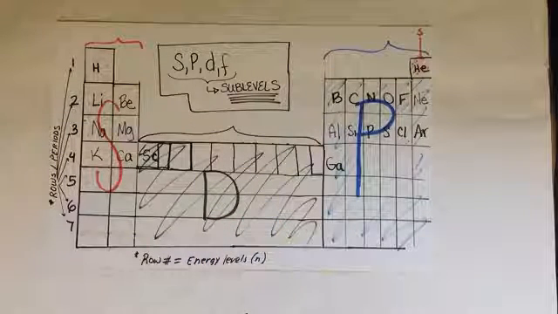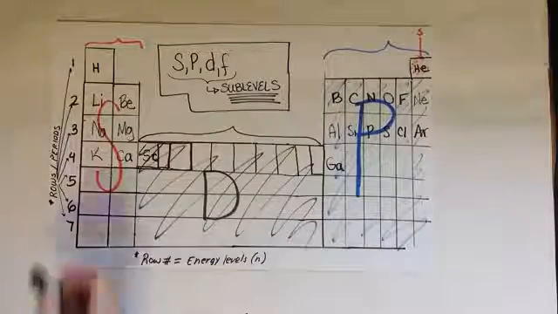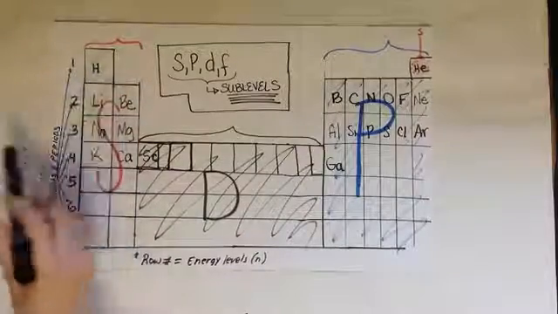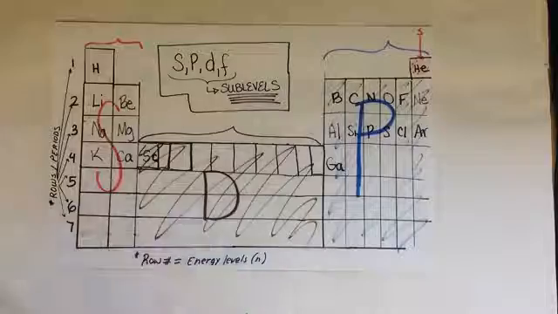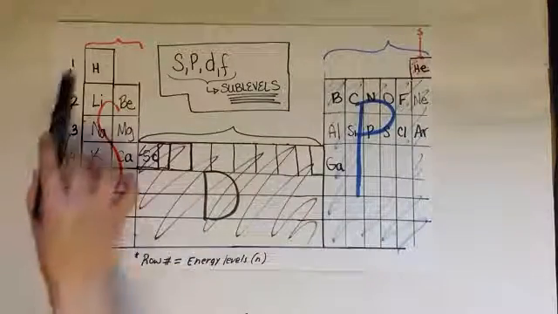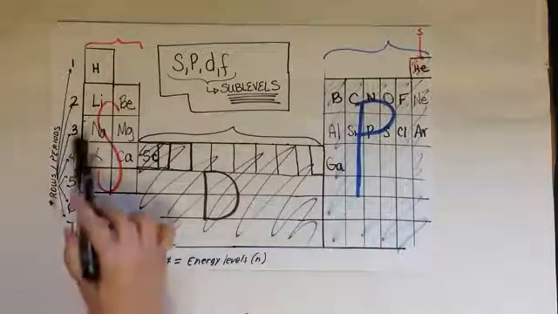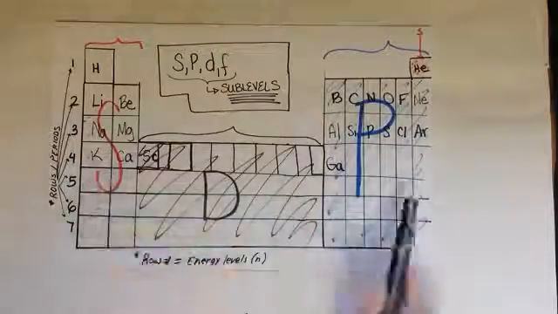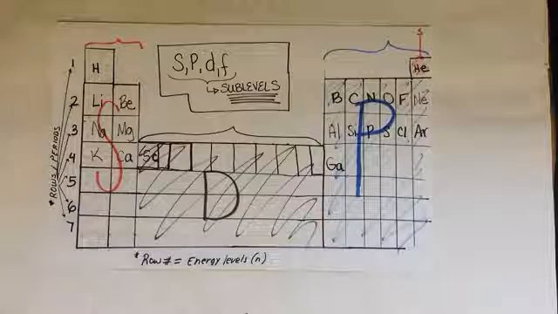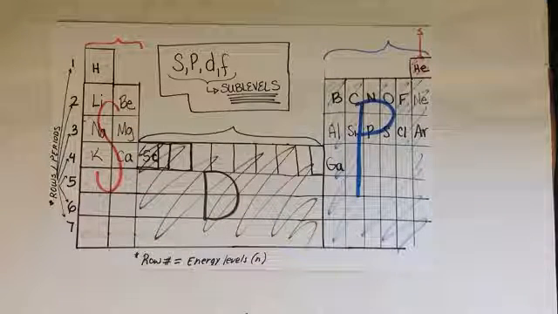Something else to note is on the side here, I've labeled the rows on the periodic table. The first row is also known as the first energy level. The second row is the second energy level, and so on: 3, 4, 5, 6, 7. So your row number is actually equal to your energy level. That's good to remember, as you'll see when that comes up in our next example.